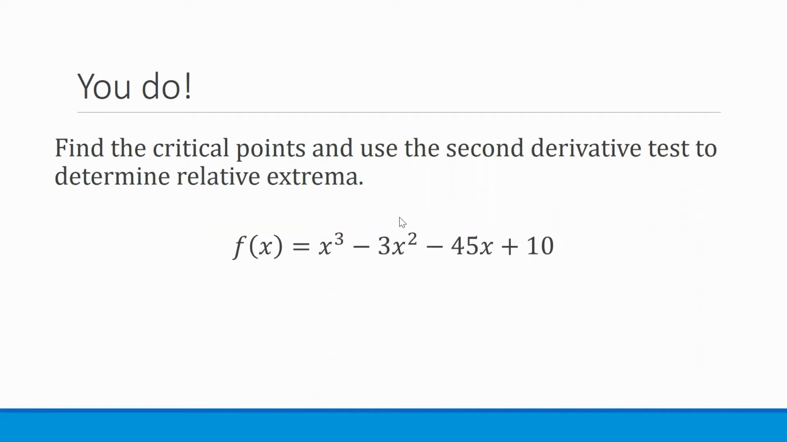Let's take a look at the solution for this problem. We want to find the critical points and then use the second derivative test to determine the relative extrema. In other words, we want to find whether or not each of the critical values results in a relative maximum or a relative minimum.